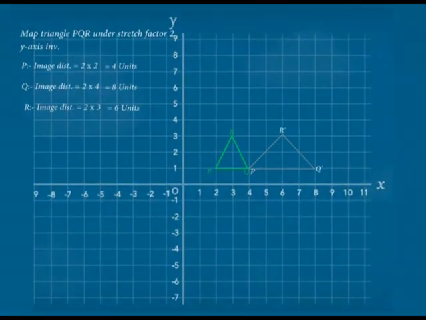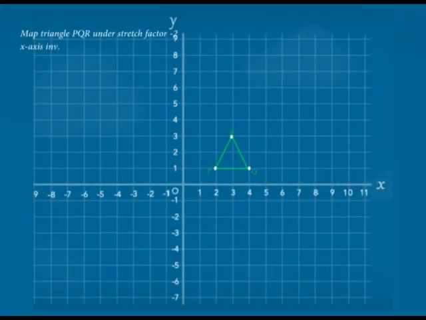What if we transform the triangle by stretch factor -2 with the x-axis invariant? Negative means the stretch is downwards or leftwards. In this case, it will be downwards. Point P. Distance from the invariant line is 1 unit. M is -2, so image distance will be -2 times 1, giving us -2. So we move 2 units downwards. This is P prime.